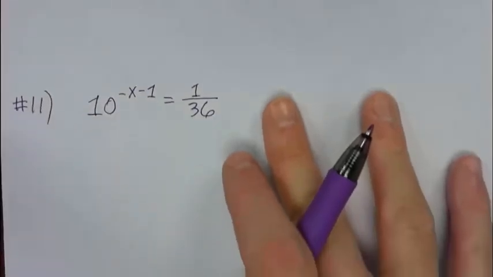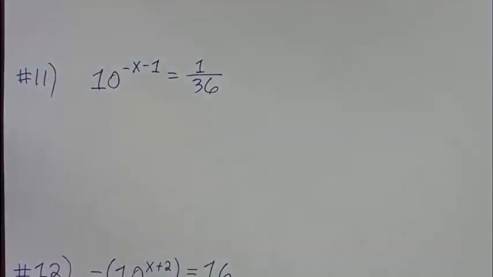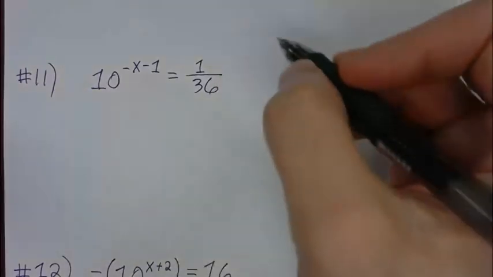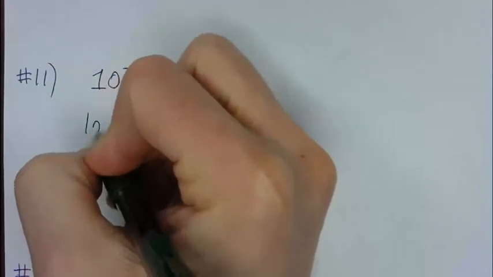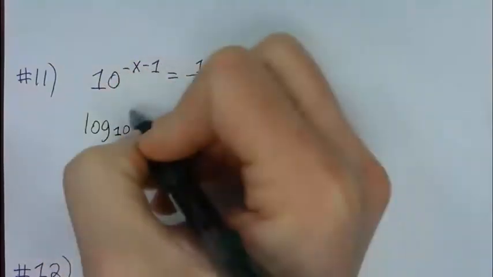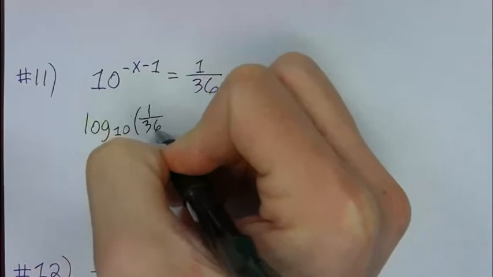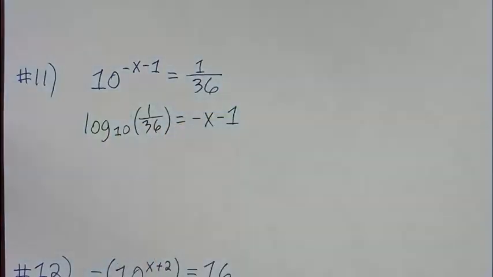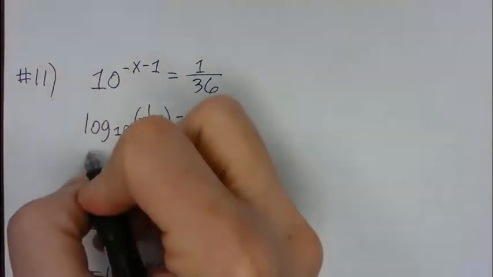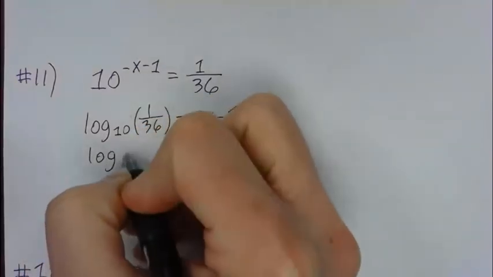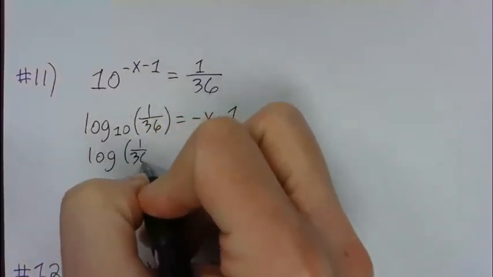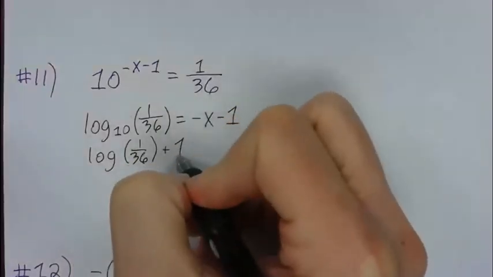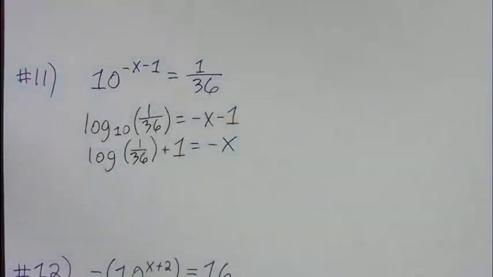Number 11, we have 10 to the negative x minus 1 equals 1 over 36. As before, our first step is turning it into logarithm form. So I have the log of base 10 of 1/36 equal to negative x minus 1. And from there, I'm going to add 1 first. Do this one step at a time. And that's equal to negative x.